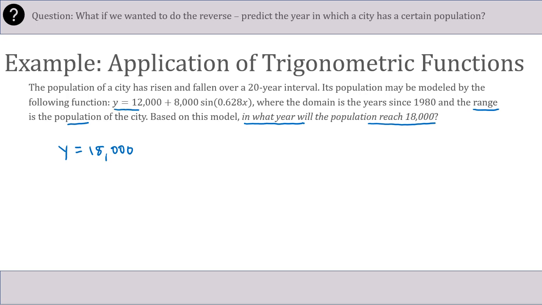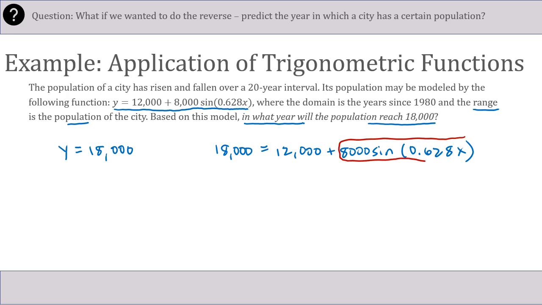So I'm going to go ahead and substitute that back into the original equation that was given to us and solve for x. So I'm going to have 18,000 equals 12,000 plus 8,000 times the sine of 0.628x. To solve for x, I first need to work on isolating this piece, right? That piece is connected by addition to the 12,000. So I'm going to subtract that 12,000 from each side.